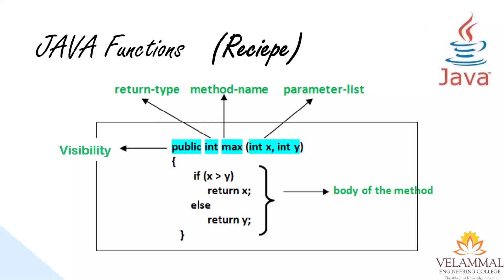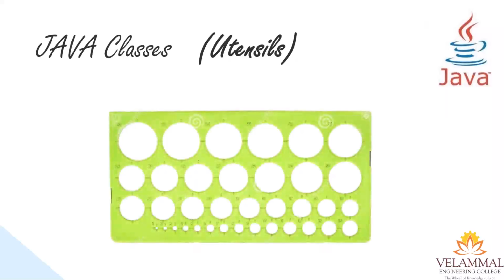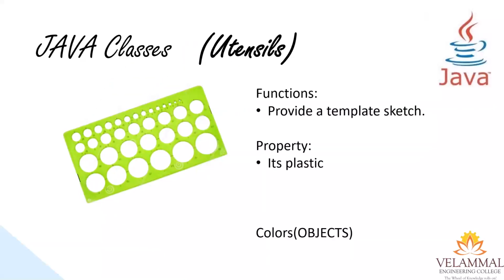So let's move ahead. I think everybody will be familiar with this thing. This thing is called a stencil, right? So our Java class is like this stencil. It provides a template sketch and it has certain properties.